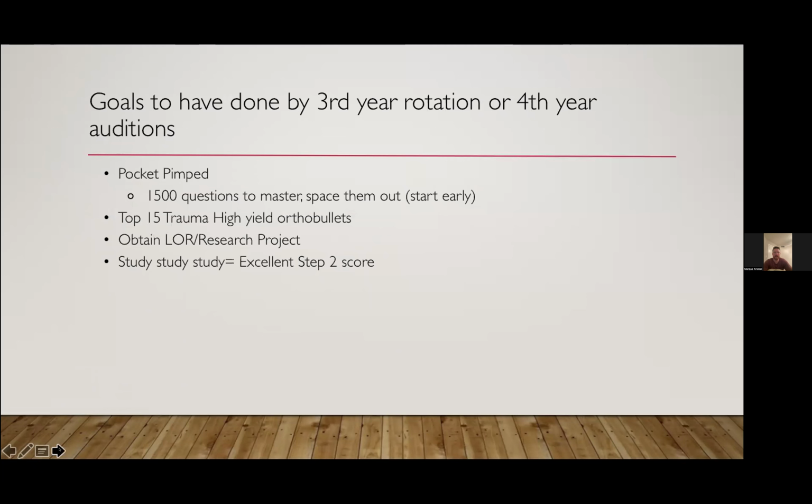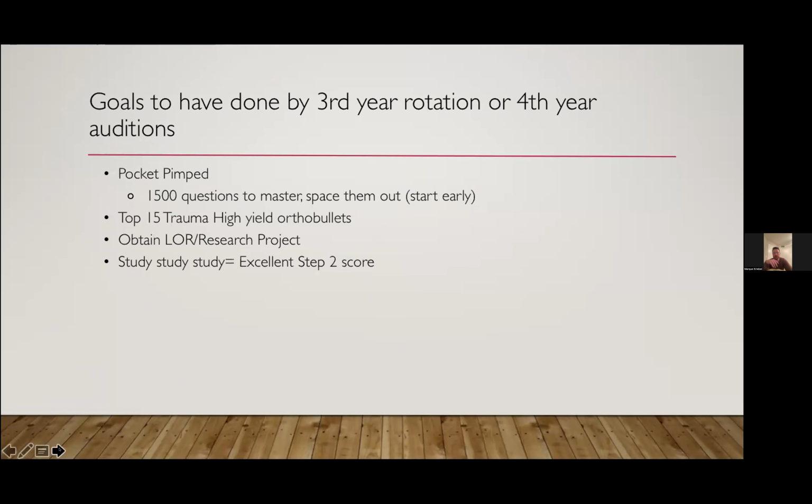So these were kind of goals I had for myself about getting done with third year before fourth year auditions. Pocket Pimped, getting familiar with that. There's 1,500 questions to kind of master, so I would space them out. You can start early. And then I went over the top 15 high yield Ortho Bullets for trauma.